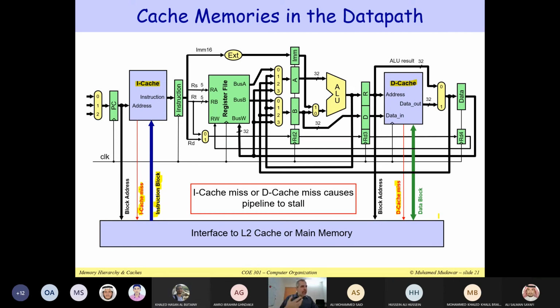And there is, of course, a cache controller that takes care of handling the cache misses.